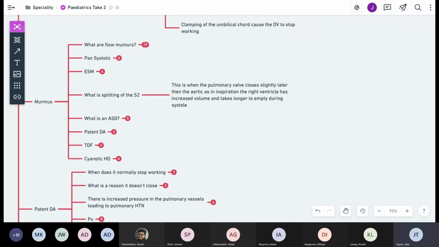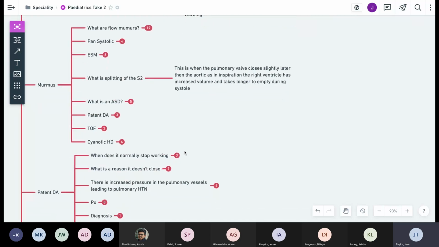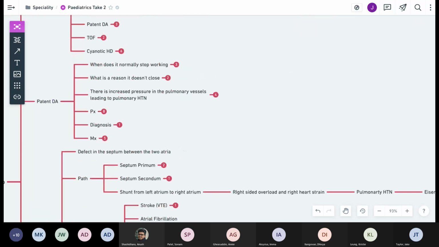Because there's more blood in the right ventricle, the pulmonary valve closes later than the aortic valve. So you get a split S2, meaning the aortic valve sound comes before the pulmonary valve sound. You get a fixed splitting in patent ASD because no matter whether you're breathing in or breathing out, you're always going to have more blood in the right side of the heart, meaning the pulmonary valve will always close after the aortic, meaning you'll always have fixed splitting, or you're meant to anyway.